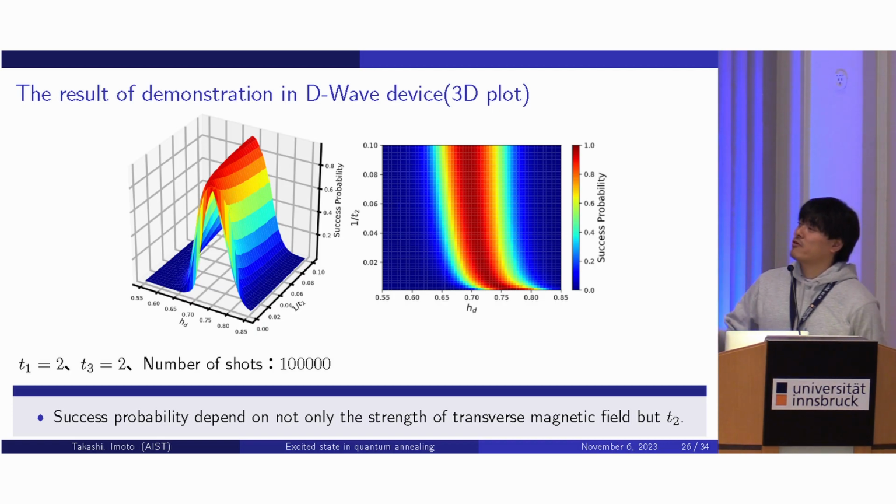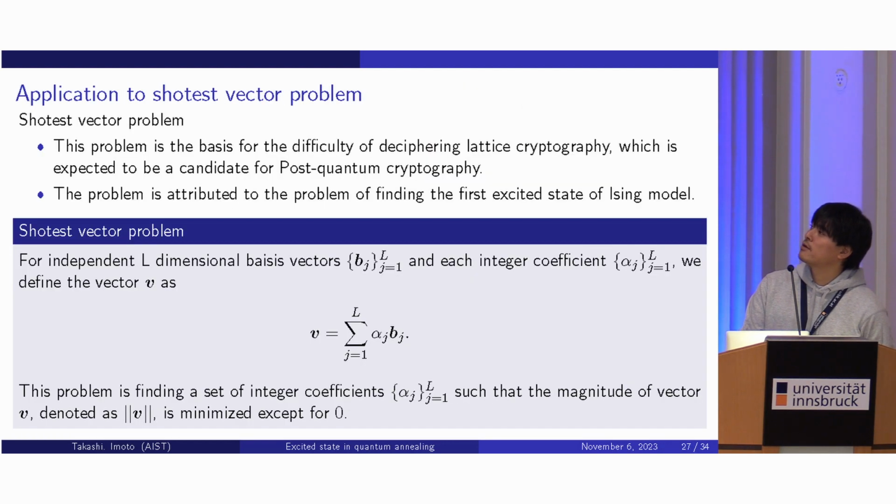Okay. So we can see that success probability depends on not only the strength of the transverse magnetic field, but T2. Okay, so next, let's discuss application to shortest vector problem.